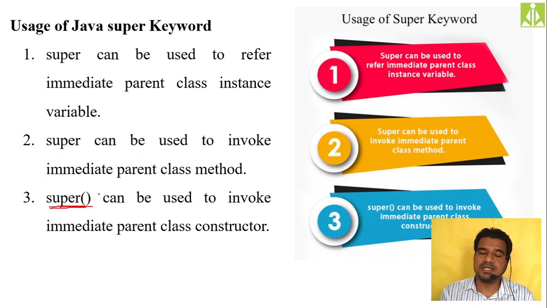Okay, it represents the immediate parent class constructor. So you can even pass the parameters over here to call the parameterized constructors or overloaded constructors. To call the overloaded or parameterized constructor, you can pass the parameters in between those two parentheses. So super, like a method, represents the immediate superclass constructor.